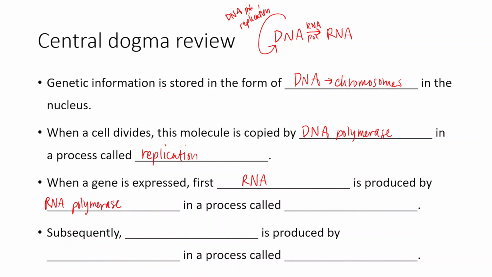And what is that process called? Yeah. Transcription. Great. So now that we've made our RNA in that middle step, we have to make another type of molecule to finally express our gene. What molecule is that? Yeah, protein. Excellent.